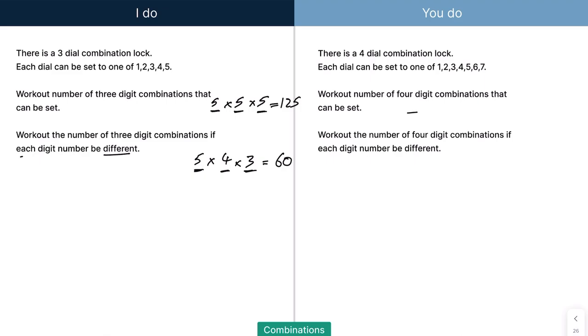Okay, so the exact same thing here. We have 4 digits now, so we have 1, 2, 3, 4. We have 7 options each time. So it'll just be 7 times 7 times 7 times 7, which is 2401. Now, in the second case, it's saying the 4-digit combination, if each digit number is different, we then have this. So that's 7 times 6 times 5 times 4, which becomes 840.